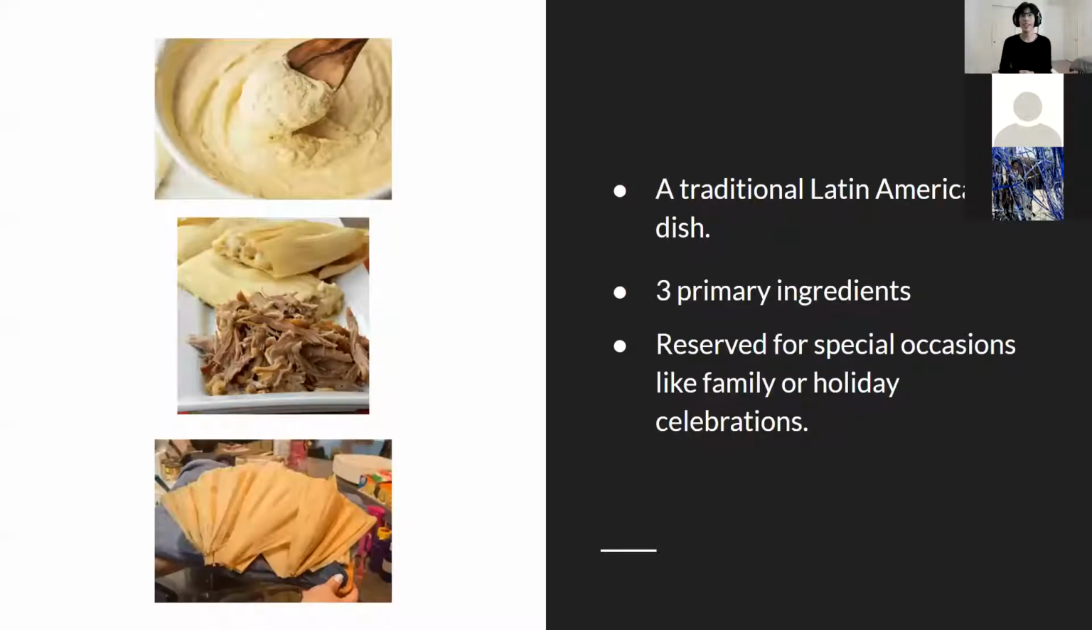So, to begin, what is a tamale? A tamale is a traditional Latin American dish which primarily consists of three ingredients. So, you have your masa, which is a dough made from corn. And then you have your filling, which is typically a meat like pork, chicken, or beef, but people have their preference, so they can do whatever they want. And then lastly, you have the corn husk, and a lot of people make the mistake of eating this when they first have one, so you don't eat this.